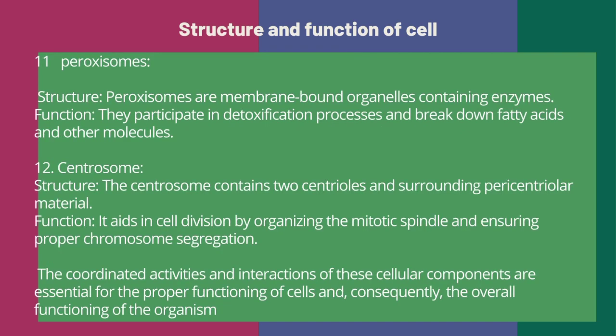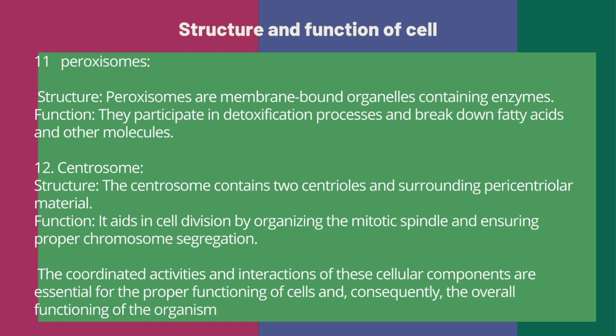11th is peroxisomes. Structure of peroxisomes. Peroxisomes are membrane-bound organelles containing enzymes. Function of peroxisome. They participate in detoxification processes and break down fatty acids and other molecules. 12th is centrosome. Structure of centrosome. The centrosome contains two centrioles and surrounding pericentriolar material. Function of centrosome. It aids in cell division by organizing the mitotic spindle and ensuring proper chromosome segregation.